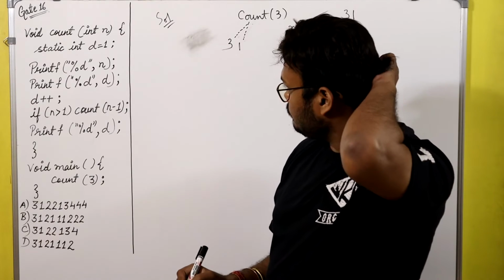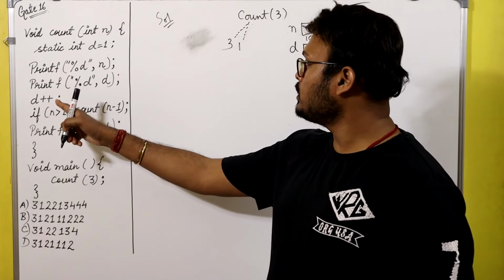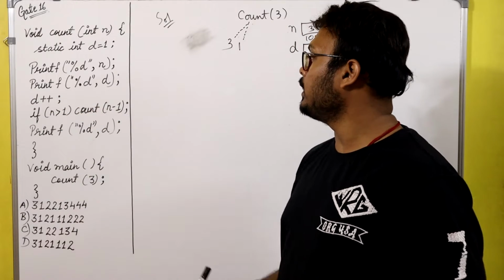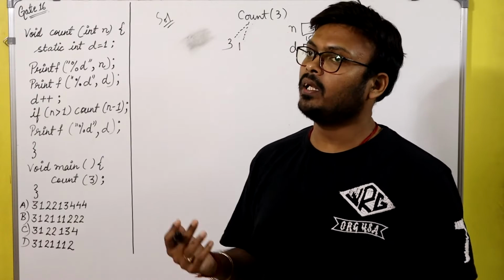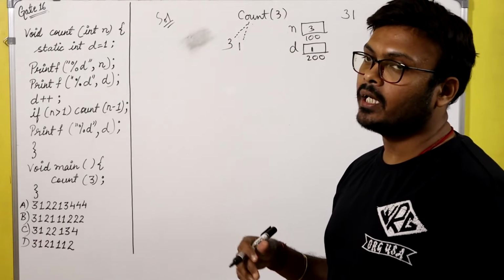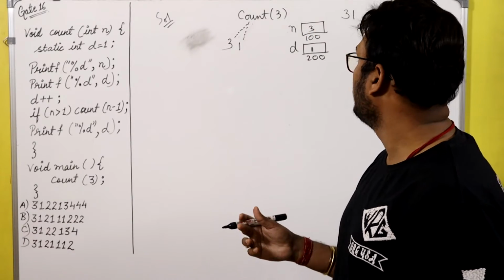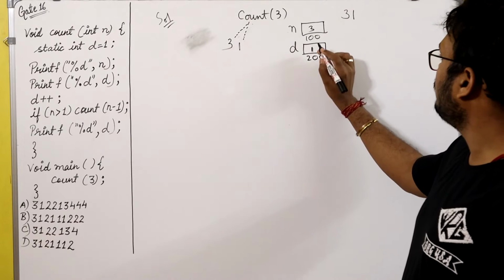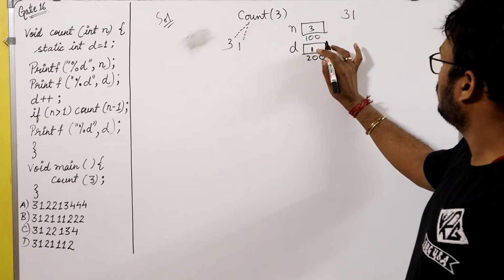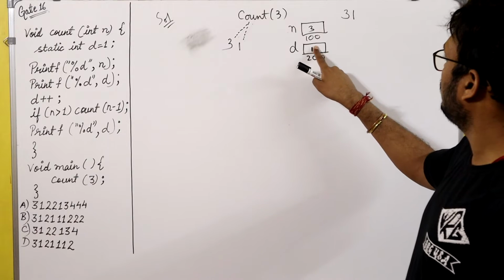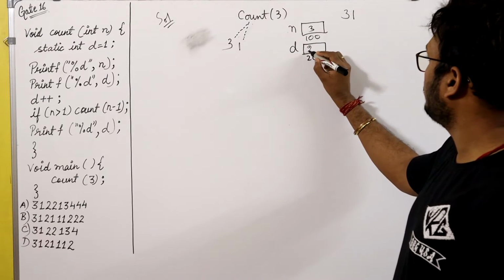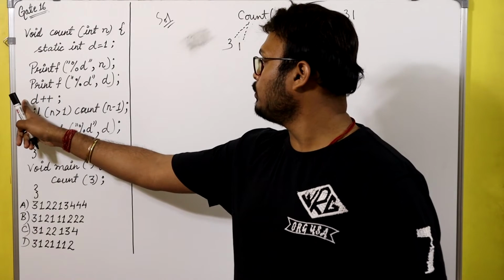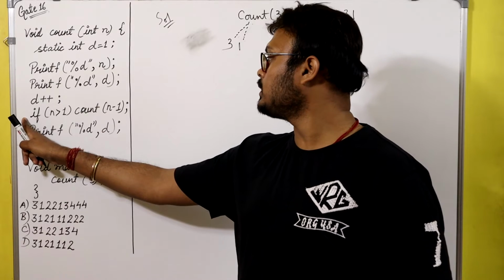After that, you see there is a post increment operator. So what will happen here? The value of d will be incremented by 1. It means d will become 2. Let me rough this one. It has become 2. So we have executed till here. Now let's come to this line.